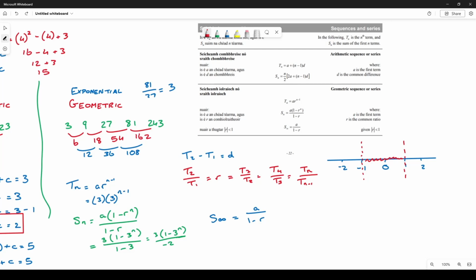The maths won't work out to be infinity, but okay, let me rephrase this. The formula won't work. However, the maths would just be infinity. The formula here would just tell you that it's 3 over 1 minus 3, which is minus 3 over 2. That's not correct. That is not true. If you were to add these numbers up forever, it would be infinity, so you can't use it here. Again, can't stress that enough. r has to be in between minus 1 and 1 for you to be able to use S infinity. That's the logic here.